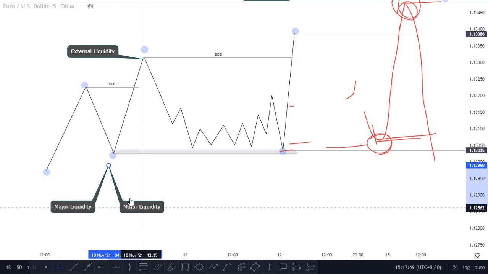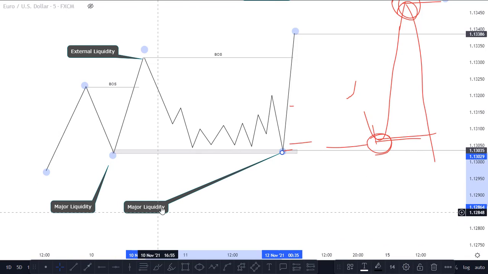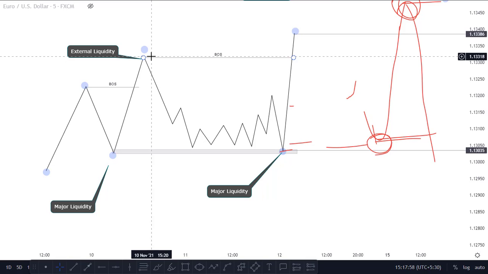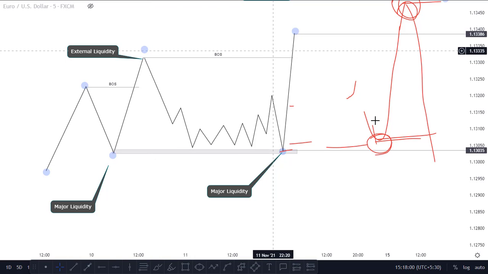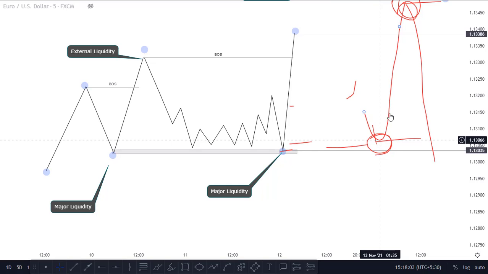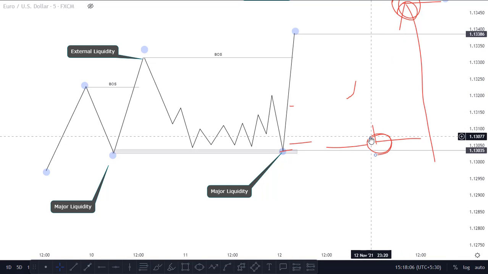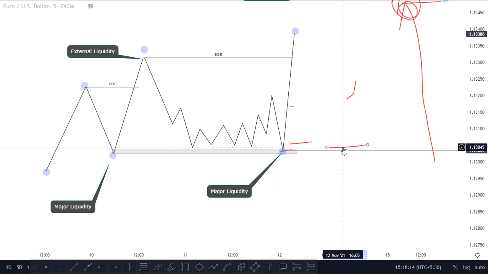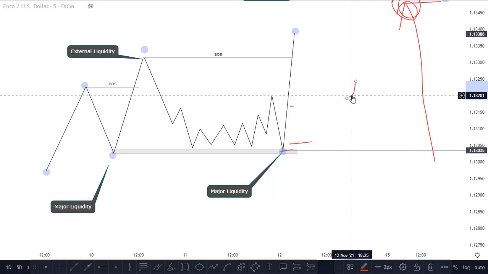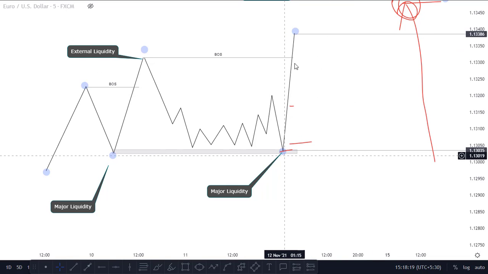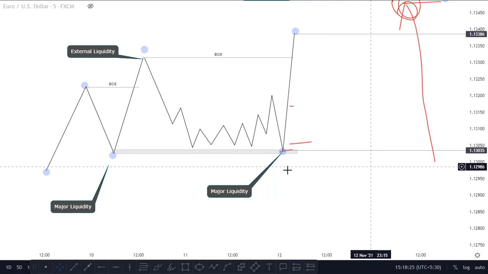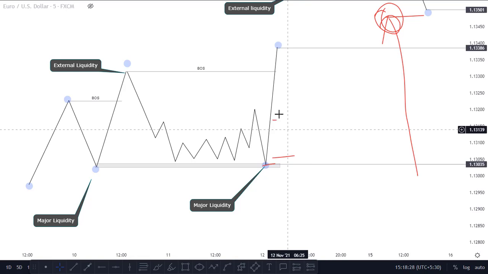Now, this level becomes our major liquidity, and price goes hard to take out external liquidity. Once external liquidity is taken, we say we have got a break of structure, and we are still in a bullish range, meaning the market is still bullish. So once you define your range, you know that is your playground. You don't expect a range to be taken until the market proves that.